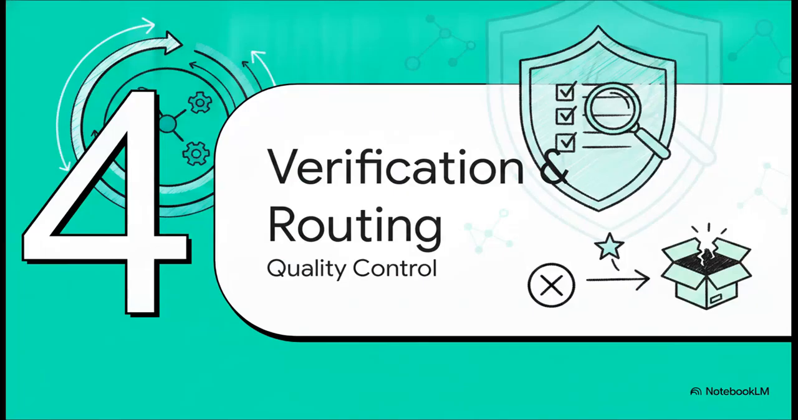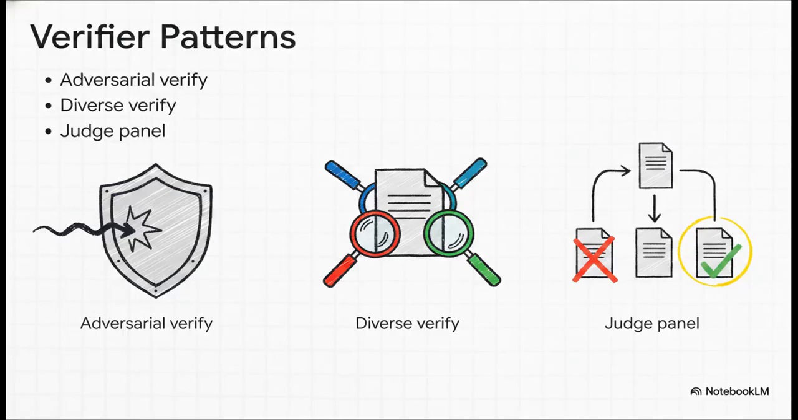All right, Section 4, Verification and Routing, Quality Control. So we're moving fast, but how do we actually ensure quality when dozens of agents are working at once? We definitely don't just want really fast mistakes. The real leverage of a graph is wrapping your nodes in verifiers that try to kill bad findings before they move downstream. The source outlines 3 powerful adversarial patterns.